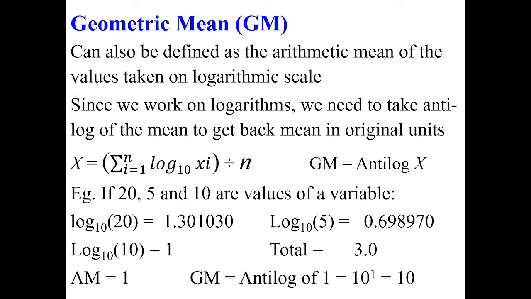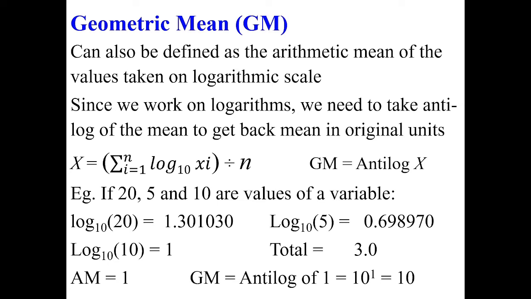It can also be defined as the arithmetic mean of the values taken on a logarithmic scale. Since you work on logarithms, you need to take the antilog of the mean to get back the mean in original units. Suppose you call x the arithmetic mean of log values, taking log with base 10, log xi summed up and divided by n, that is the arithmetic mean of the values transformed into log values. Geometric mean is the antilog of this x.